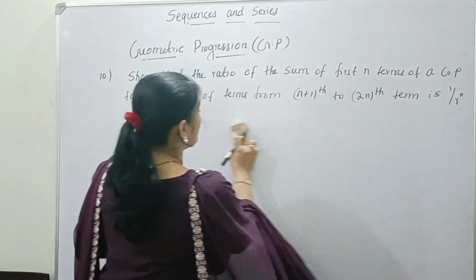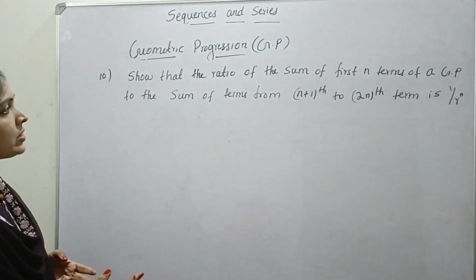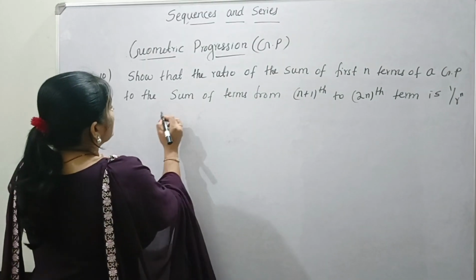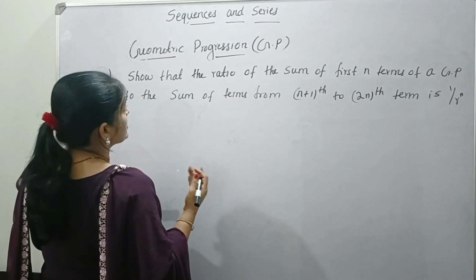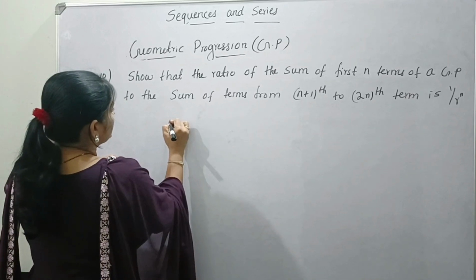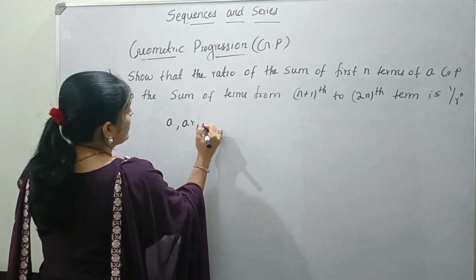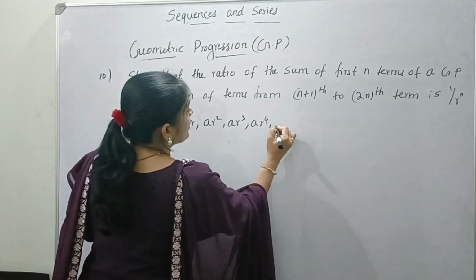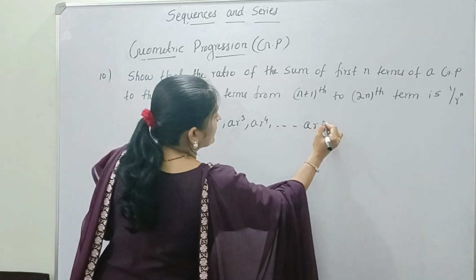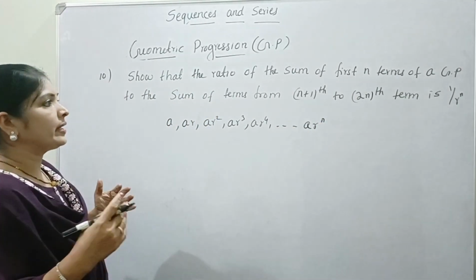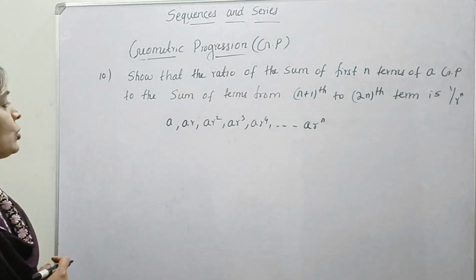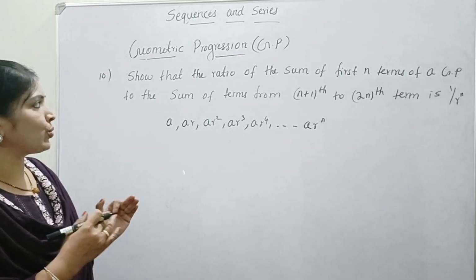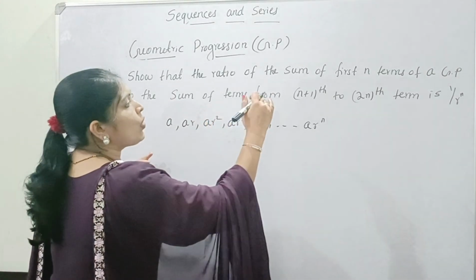For that, first of all, let a be the first term and r be the common ratio. Then what will be the sequence? That is GP, a, ar, ar square, ar cube, ar raised to 4, etc. So here, what we have to find? We have to find the ratio of the sum of first n terms.